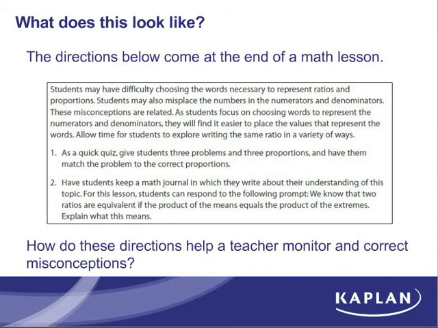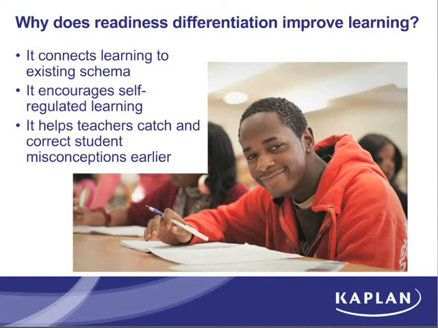This example alerts the teacher to monitor a specific misconception, misplacing numbers in the numerator and denominator, and provides ways to correct the misconception right away by asking students to choose words to represent the numerators and denominators. In order to make the most of these helpful directions, a teacher would need to use number 1, the quick quiz, and number 2, the math journal, to effectively monitor which students might need to have this misconception corrected.